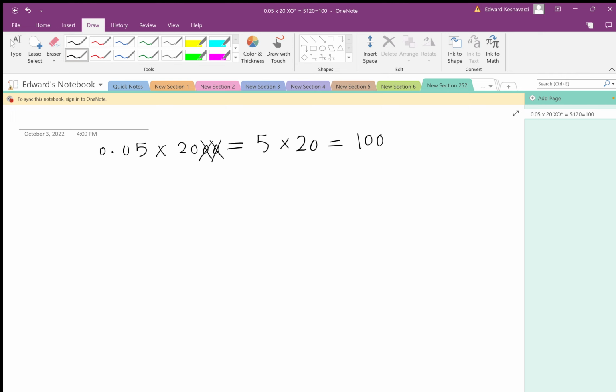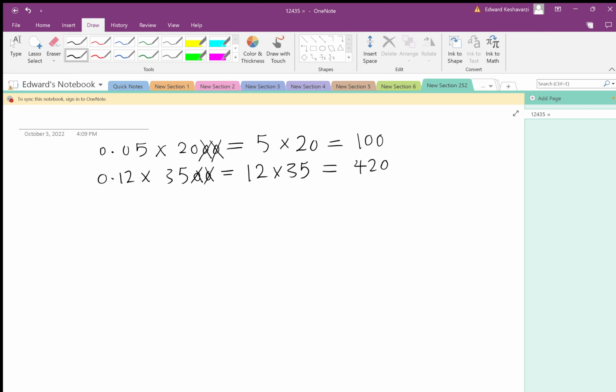Likewise, we can say 12%, which is 0.12, times the number of sheep. It's 3,500. So we can cross out 2 zeros and write it as 12 times 35. Yeah, so it's going to be 420, I believe.